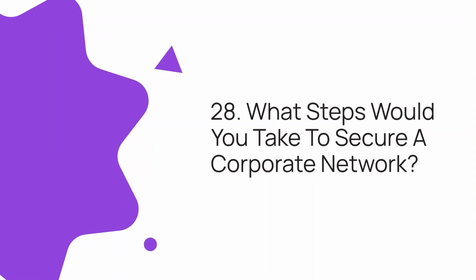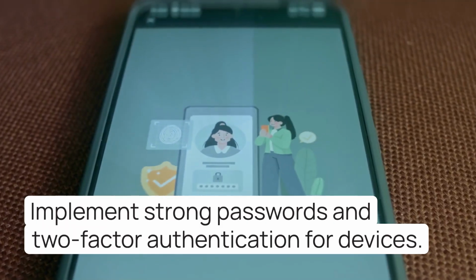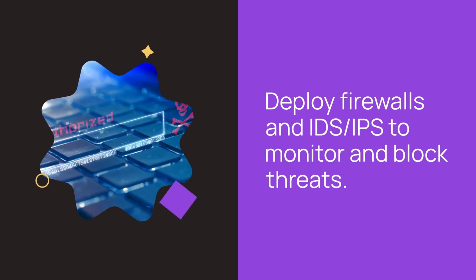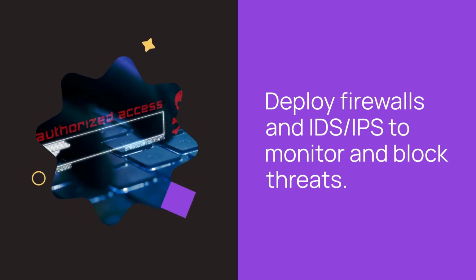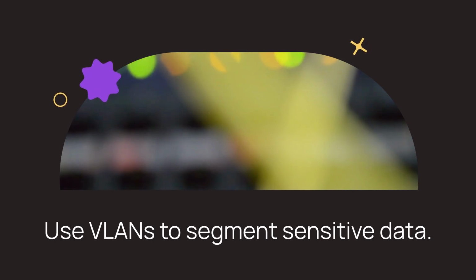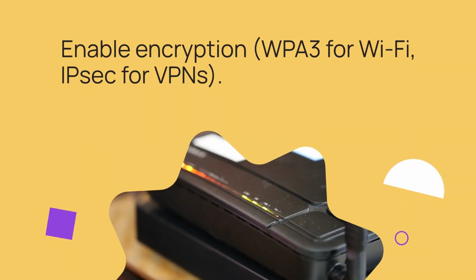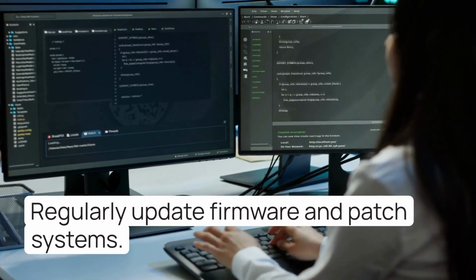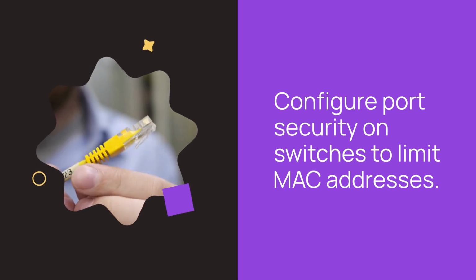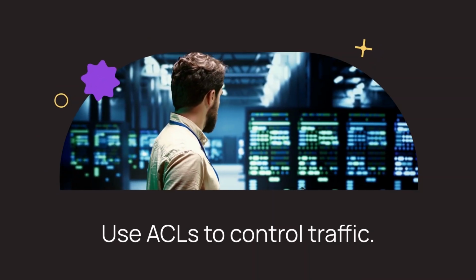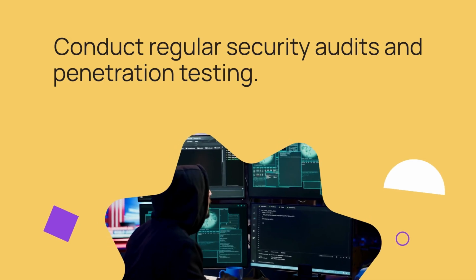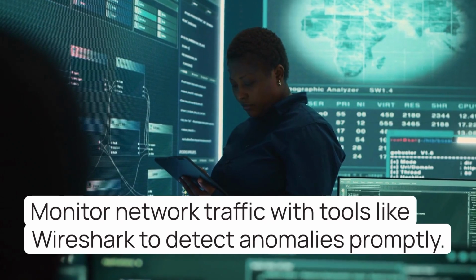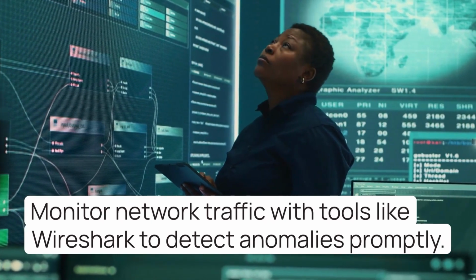28. What steps would you take to secure a corporate network? Implement strong passwords and two-factor authentication for devices. Deploy firewalls and IDS/IPS to monitor and block threats. Use VLANs to segment sensitive data. Enable encryption: WPA3 for Wi-Fi, IPsec for VPNs. Regularly update firmware and patch systems. Configure port security on switches to limit MAC addresses. Use ACLs to control traffic. Conduct regular security audits and penetration testing. Train employees on phishing awareness. Monitor network traffic with tools like Wireshark to detect anomalies promptly.